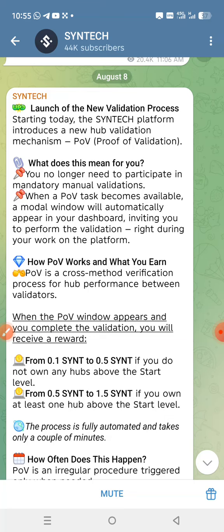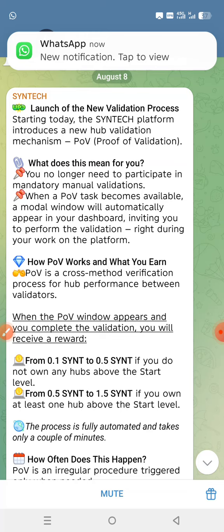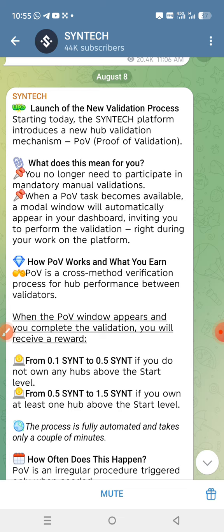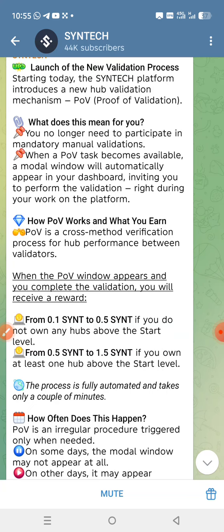Now, what does this mean for you? You no longer need to participate in mandatory manual validation. As I said before, we were doing mandatory manual validation. If you don't do it, your hub goes inactive. Now, they say you don't need to do that again. When a POV task becomes available, a modal video will automatically appear in your dashboard, inviting you to perform the validation right during your work on the platform. I think you'll be seeing this.